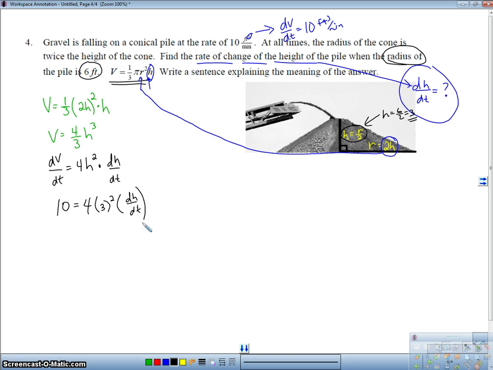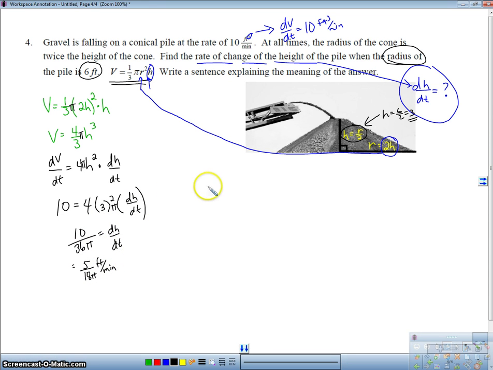Well, this doesn't look too bad of an equation to solve, right? Did I miss my pi somewhere? I think I left out a pi. Who wants to leave out pi? Pi is so good. We don't want to leave out pi. We'll put this pi back in here. Now we're going to divide that over, and we get 10 over, let's see, 9 times 4 is 36. Divide the pi over, we get 10 over 36 pi. We reduce that, and we get 5 over 18 pi feet per minute.